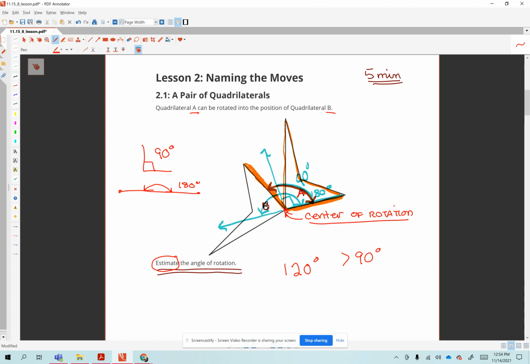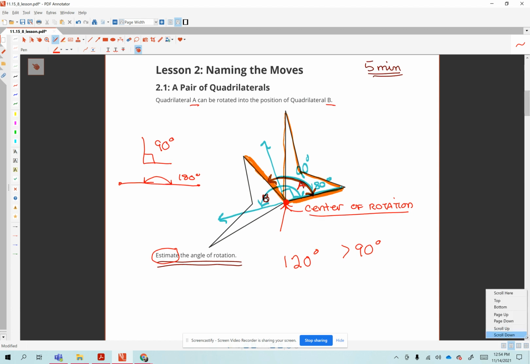But even more importantly, let's take note of this point right here, the vertex that is shared between figure A and figure B. That is our center of rotation. So let's think about that as we move forward. Let's go on to our next task.